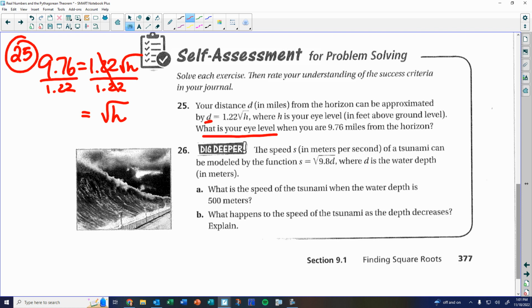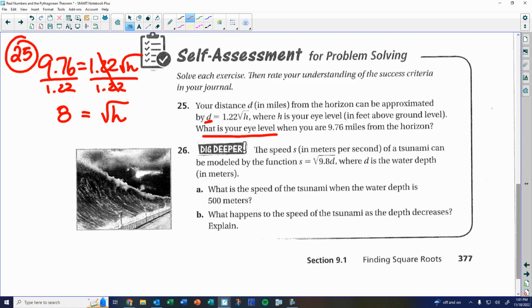Because remember, solving any kind of an equation, we have to get the variable by itself. No squares, no square roots, just a single letter. That's our goal. So, what is 9.76 divided by 1.22? 8.